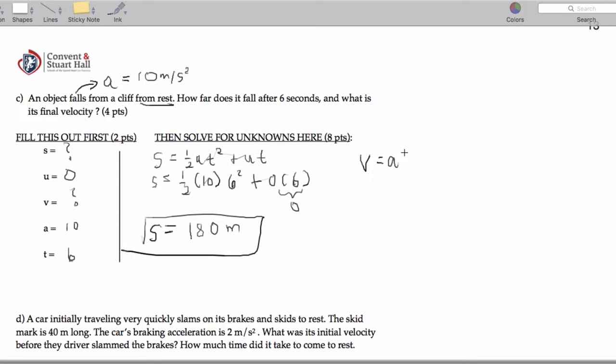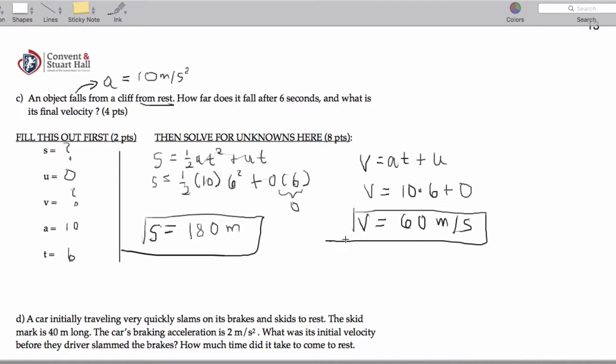Now let's get the final velocity. V is at plus u. V is 10 times 6 plus 0. So V ends up being 60 meters per second. Excellent. All right.